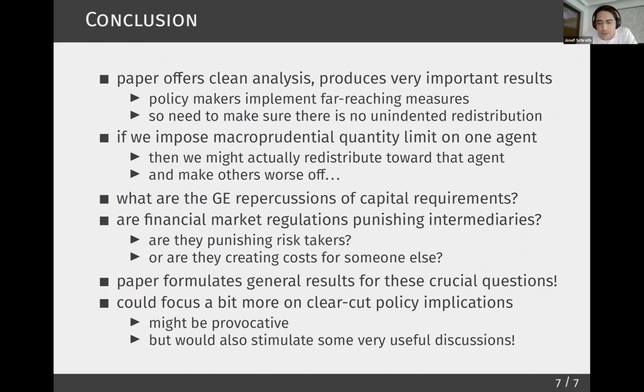So the paper formulates some very general results for these very important questions. I think I would personally push the authors to focus a bit more on clear-cut policy implications. This might be provocative, but I think it might also stimulate some very useful discussion. Thank you.